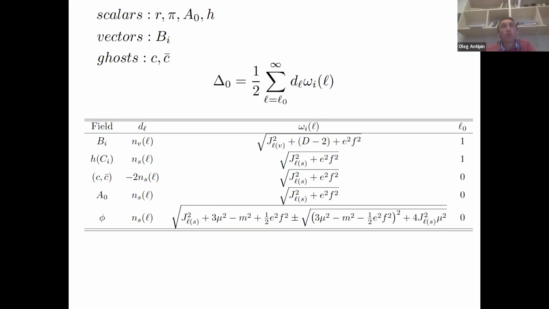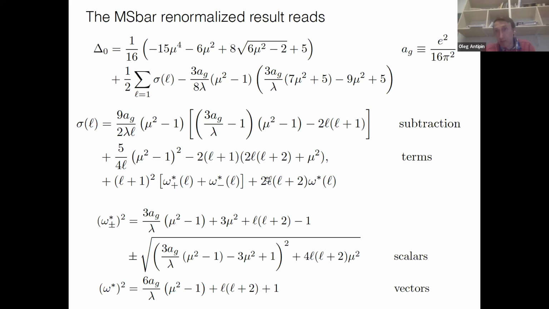So this is my spectrum of fluctuations. As I said, we have 4 scalars, a vector, ghosts. You have to sum zero-point energies for all these degrees of freedom. These are my dispersions, coming from the previous slide. You put them in, it's divergent. You have to zeta function regularize, then do MS bar normalization, and you obtain the result, which is quite complicated, as you see, and there is no point to look at this, but just to understand it's possible to do. This is your normalized result, Delta 0, you see, for the gauged model now.